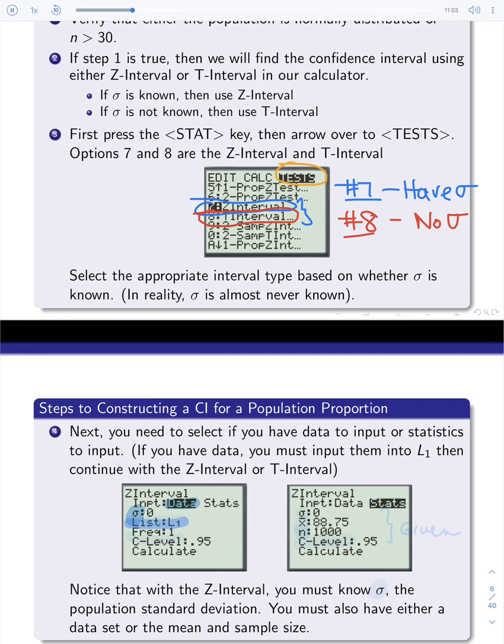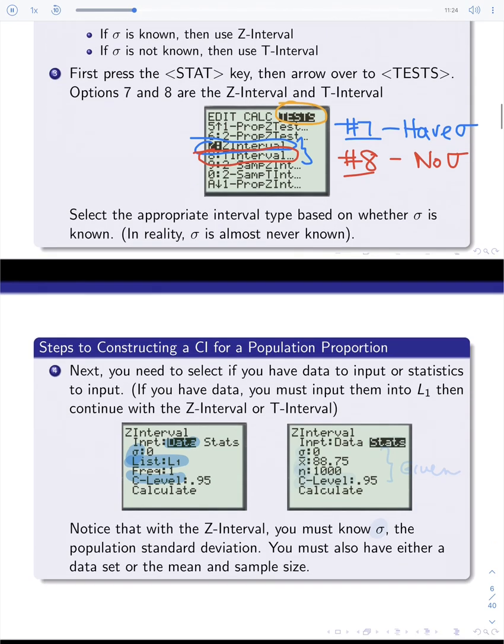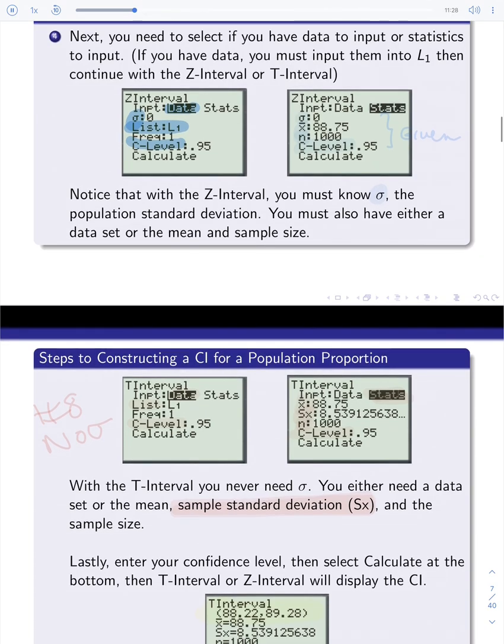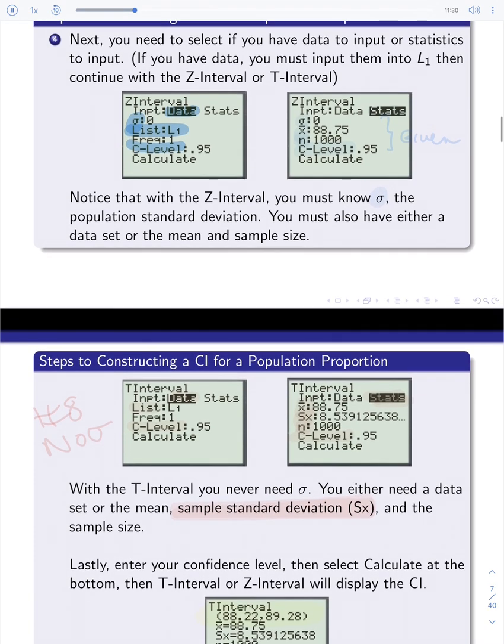And it wants you to put all your data in list 1. That frequency below that just means that all your numbers in your list happen once. So you're probably going to leave that alone. Then your C level, just like before, is your confidence level. And so that will be another thing you'll fill in. This is if you're choosing the data option, though.